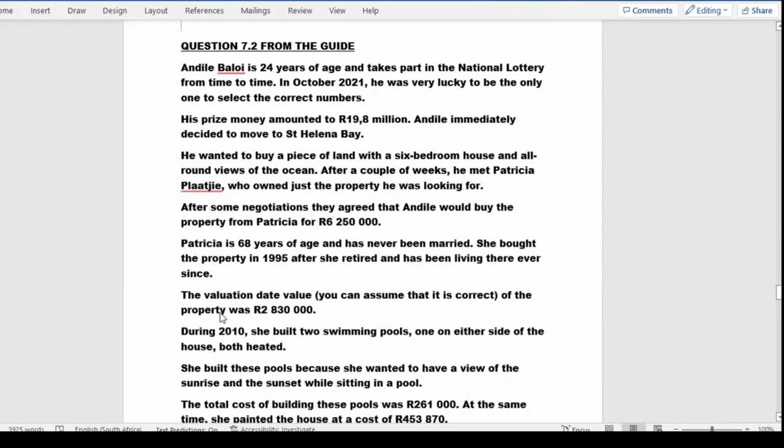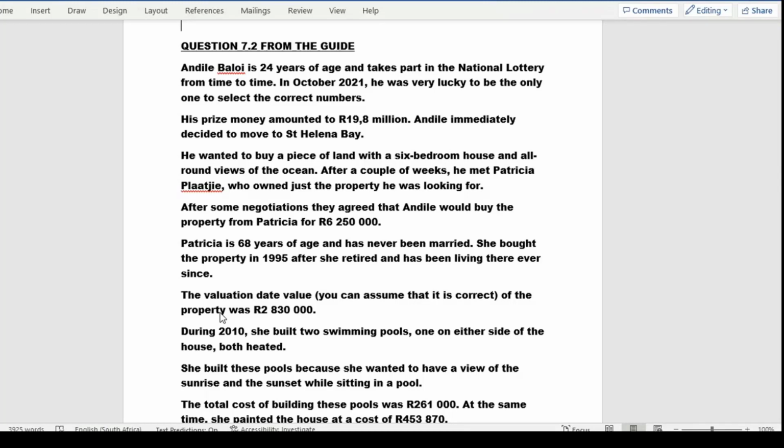Okay, let's go back to the question again. I'm going to go to line item number 2 or 3. You wanted to buy a piece of land with a 6-bedroom house and all-round views of the ocean. After a couple of weeks, he met Patricia Blackie, who owned just the property he was looking for. After some negotiations, they agreed that Andile would buy the property from Patricia for 6,250,000. The question specifically tells us that we need to look at the capital gain or loss for Patricia, not for Andile. That means everything will be considered under Patricia.